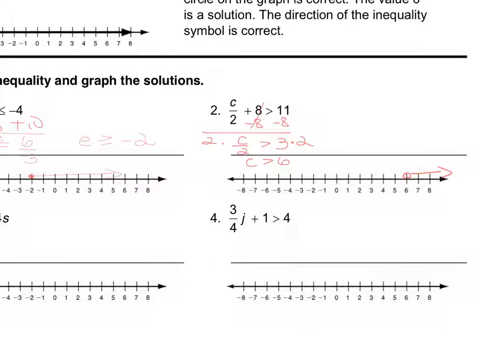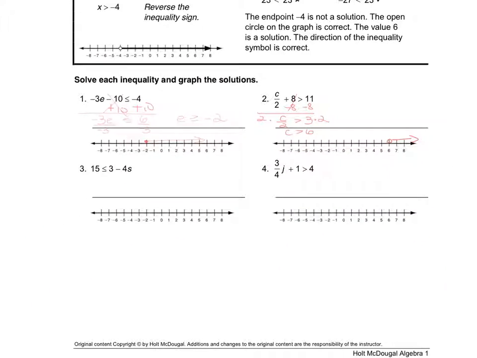Question? Why do you have to flip the sign? Whenever you multiply or divide by a negative. When I subtract, I'm not flipping. Only when you multiply or divide in that last step by a negative number. And the negative has to be with the letter. So on number 1, we flipped because we divided by a negative 3.